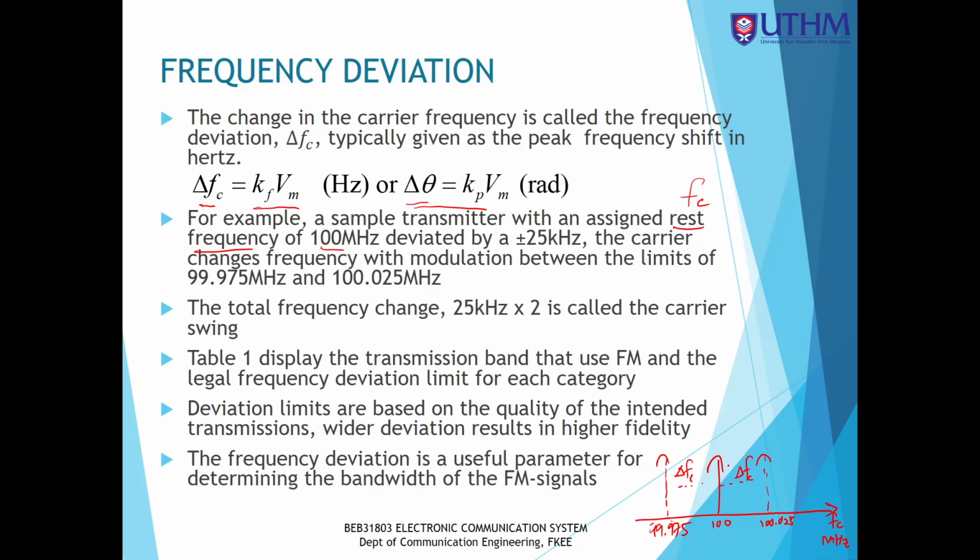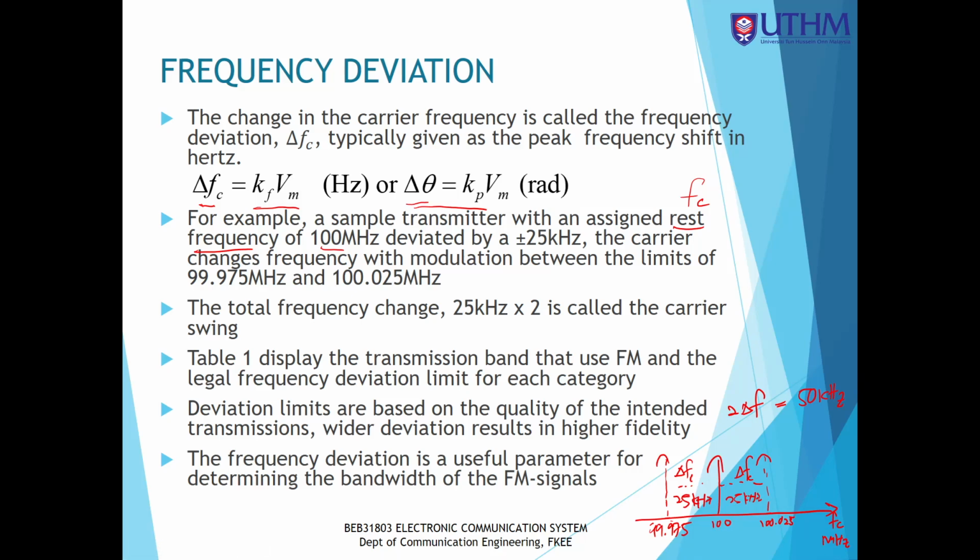You can write either delta F or delta FC, no problem, both are the same. Both of these are what we call the carrier swing. This is 25k, another 25 kilohertz. So the carrier swing is equal to 2 times delta F, which is equal to 50 kilohertz of carrier swing.